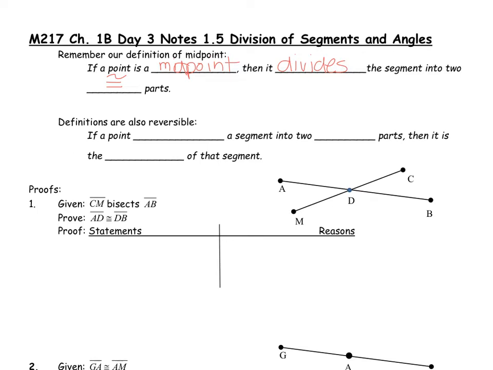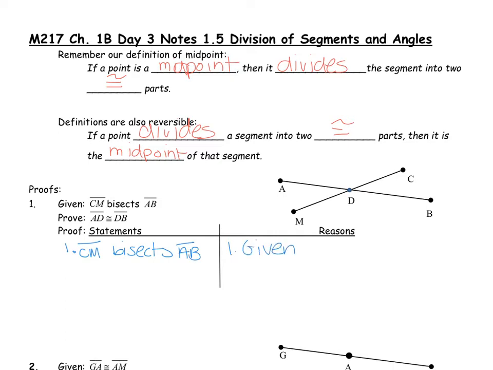If a point divides a segment into two congruent parts, then it is the midpoint of that segment. Okay, so let's take a look at what this would look like in a proof. You're going to start with your given, just like always. In this one, segment CM bisects segment AB. And your reason is given.